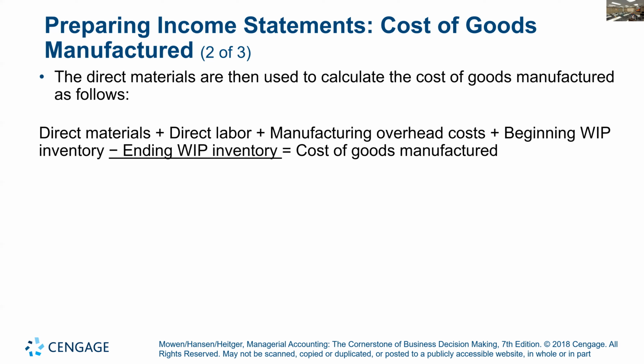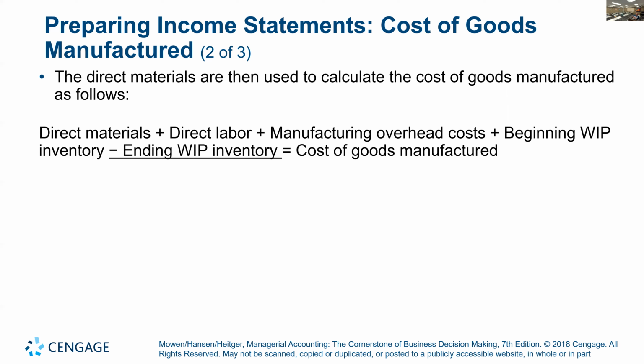But to find our cost of goods manufactured, we're going to take all the direct materials that we used during the period. And that was that slide I just skipped. We'll go back to it in a minute. The direct materials used, plus the direct labor used, plus our manufacturing overhead costs, our 3 product costs, plus our beginning work in process. So we already had some costs there.